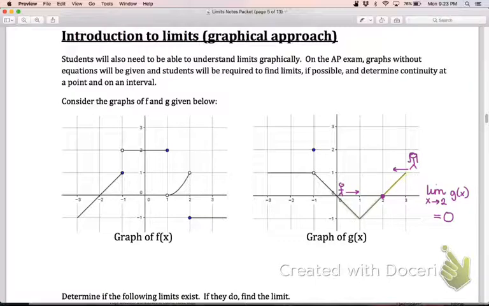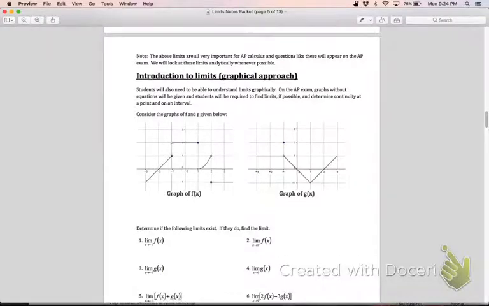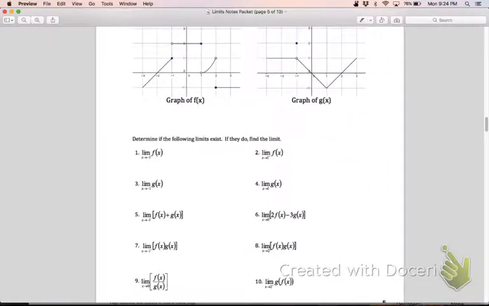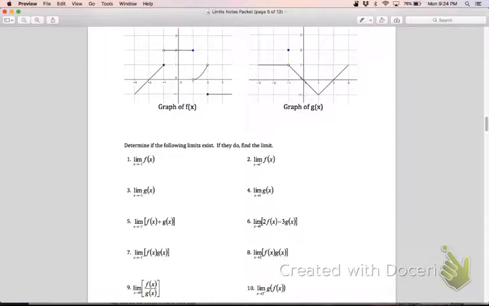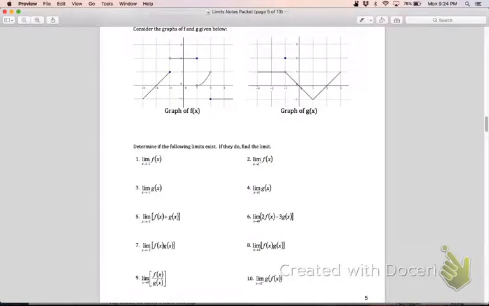Okay, so I'm going to kind of zoom out so you can see all the pages, and we're going to talk through some of these examples on this worksheet here. Okay, let's see how far I can zoom in. That's probably it. Okay, so make sure you pay attention to whether we're talking about f of x or g of x. And we're going to kind of look at this and we're going to practice and learn some notation.